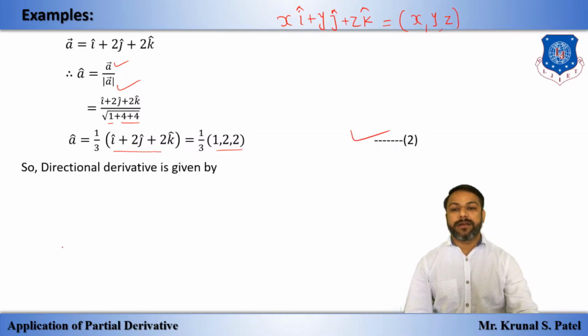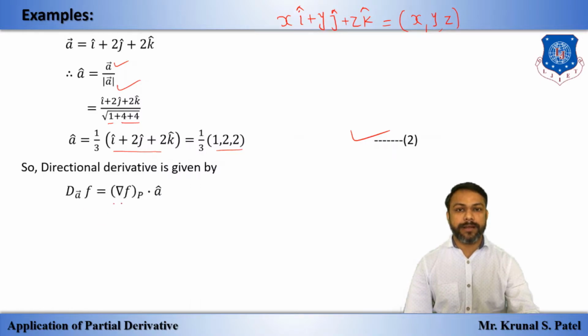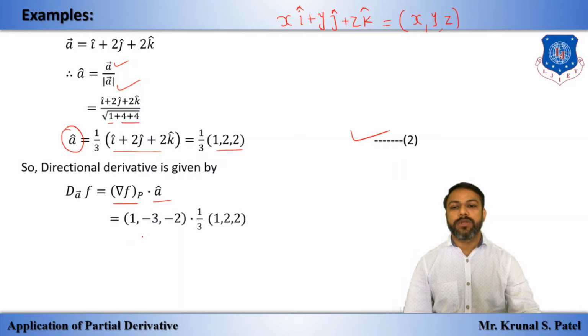So by the formula of directional derivative, del f at point P into vector A. That means A is a unit vector, but we can say vector. So the value of del f at P is 1, minus 3, 2, which we have already just found, and the value of vector A, the unit vector, is 1 by 3 into this.